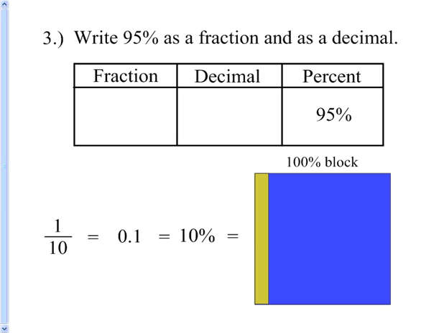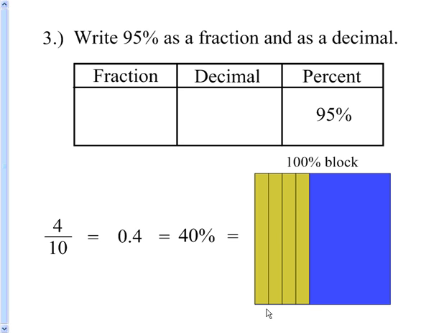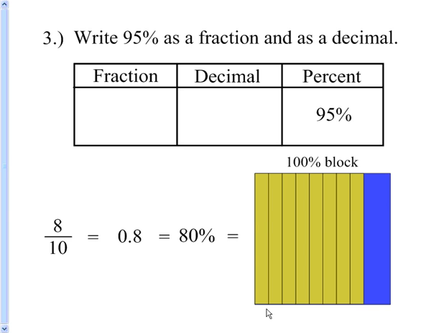1/10 we can show either as a fraction here or as a decimal, and that's the same as 10%, and that's 10% on the 100% block. That's 2/10 or 20%, 3/10, 30%, 4/10 or 40%, 5/10 or 50% or 1/2, 6/10, 60%, 7/10 or 70%, 8/10, 80%, 9/10 or 90%. And we can also express that 9/10 as 90/100ths.